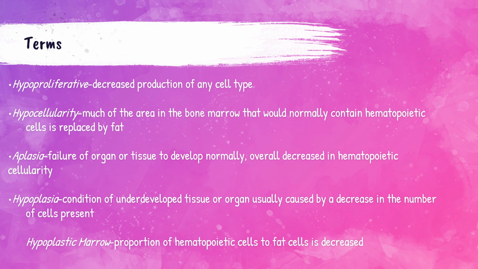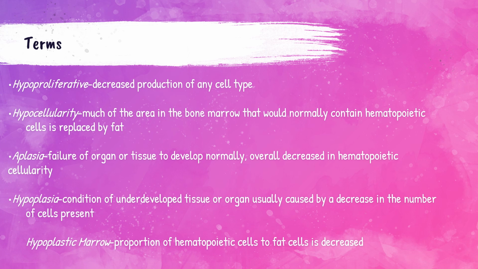The term hypocellularity means that the area of the hematopoietic stem cells in the marrow is replaced by fat. So remember that the red marrow is the hematopoietically active marrow, so the marrow that is actively producing blood cells to be pushed out into the peripheral bloodstream. So the yellow marrow, the marrow that has those adipocytes or fat cells, is the marrow that is not active.